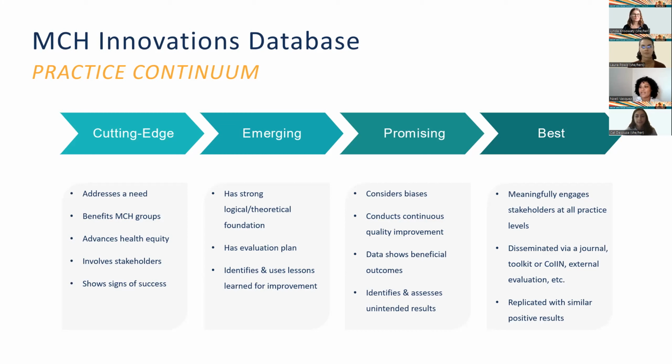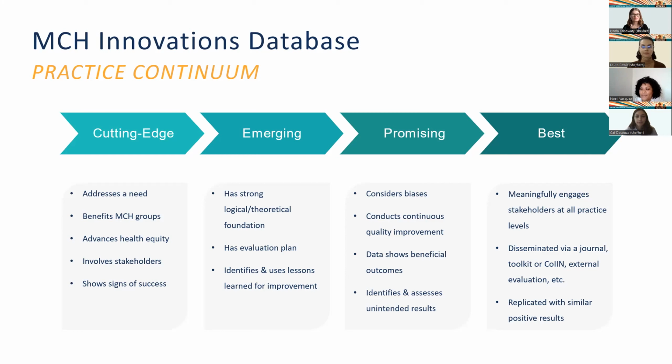From there, they can advance to emerging, which has strong logical and theoretical foundation. It has an evaluation plan, and I think this is the big distinguishing factor between cutting edge and emerging. By now, they would have an evaluation plan to see how they're measuring their work and how well it is working in the community that they've set it up in. And then the emerging category also identifies and uses lessons learned for improvement.